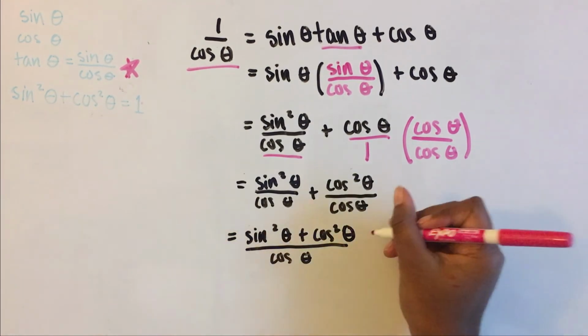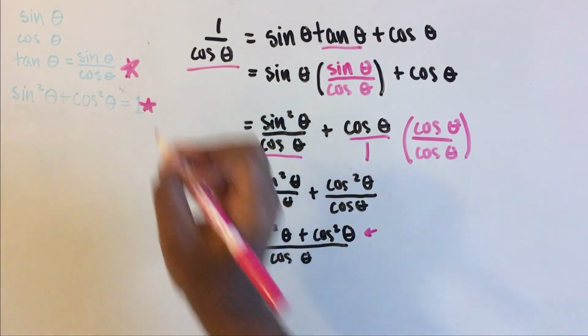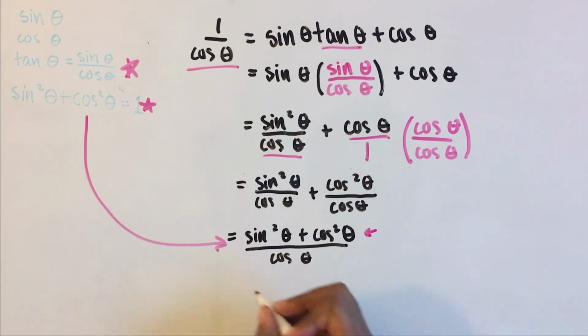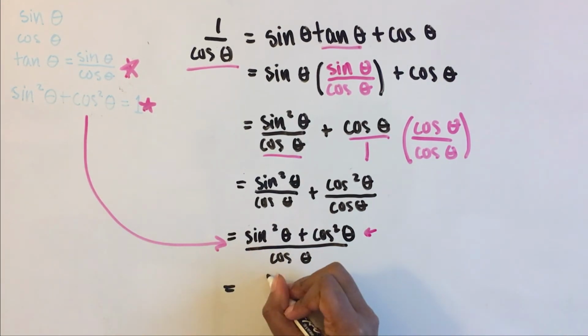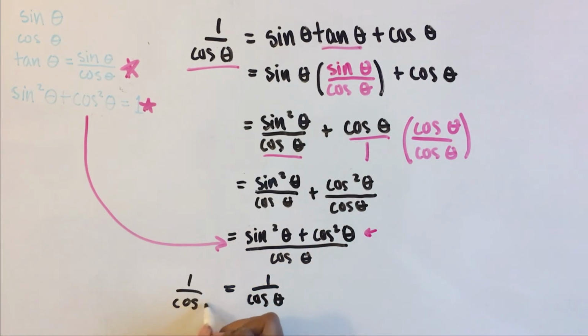Now take a look at our numerator and think back to the Pythagorean identity I mentioned earlier. And see the expression we have here? That means we can substitute for 1, leaving us with 1 divided by cosine theta. Our equations are now identical, meaning that we're done. If you're fancy, you'll end it with Q.E.D.